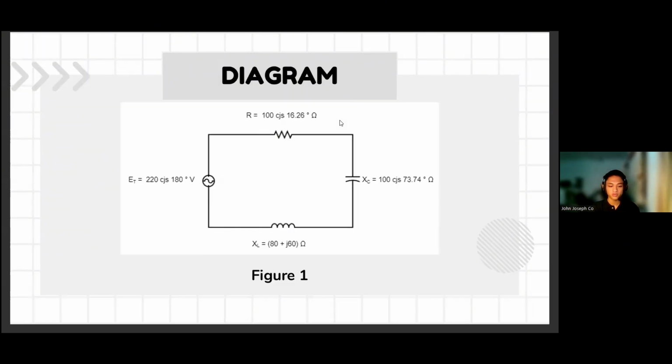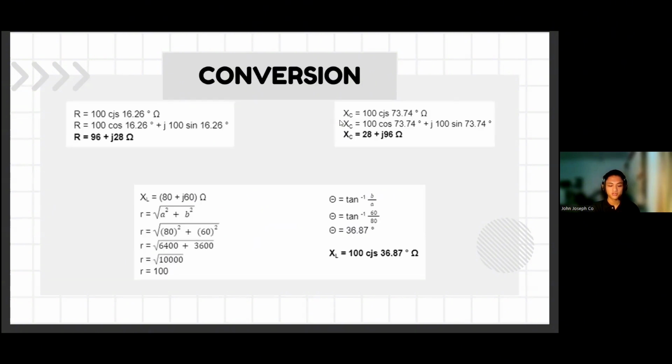Now, in order to start solving, we must convert the values, which are in rectangular, to polar, and vice versa. In this slide, we can see the conversion of the given values. First, when converting the resistance and capacitance to the rectangular form, we will get the resistance, which is 96 plus j28 ohms, and the capacitance will now be 28 plus j96 ohms.